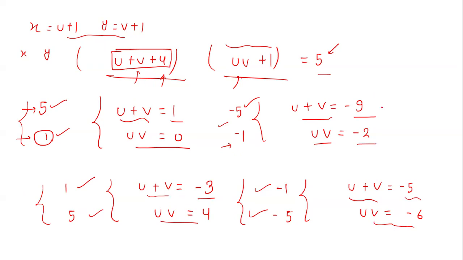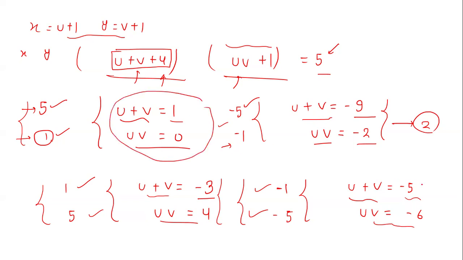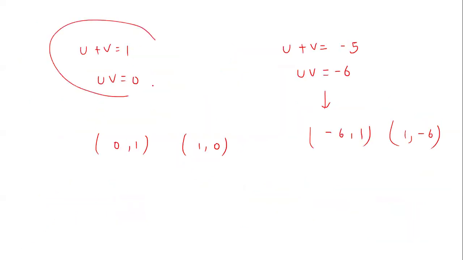Now you see, the pairs of the second and third cases don't have integral solutions. You can solve for them, but they don't give integral solutions. So the integral solutions come only from the first and fourth pairs.